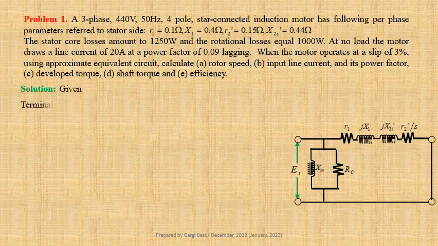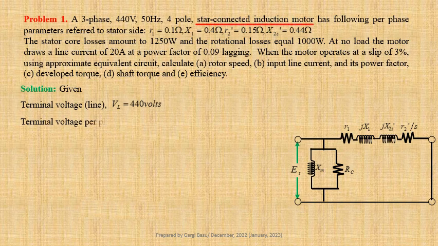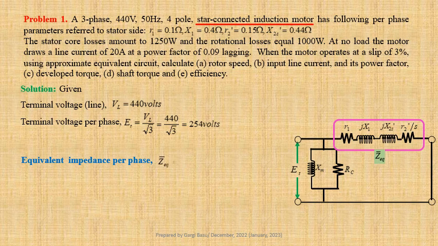Given line-to-line terminal voltage VL equals 440 volts. For star-connected induction motor, terminal voltage per phase ET equals VL by root 3, that is equal to 440 divided by root 3, that gives us 254 volts. We have determined equivalent impedance per phase ZEQ equals 5.1687 ohm at an angle 9.353 degree.